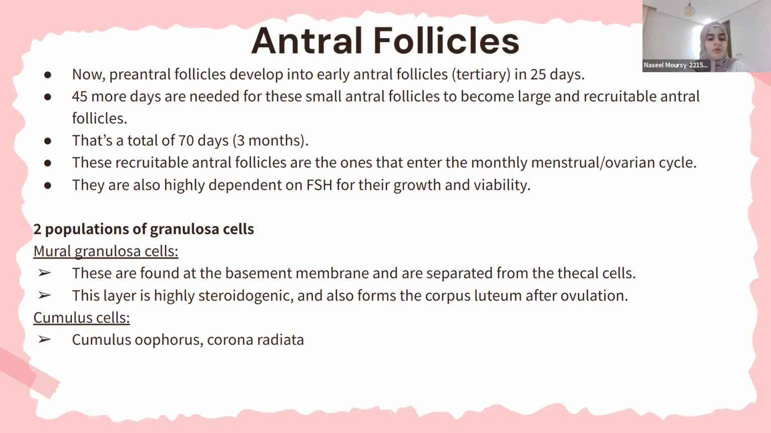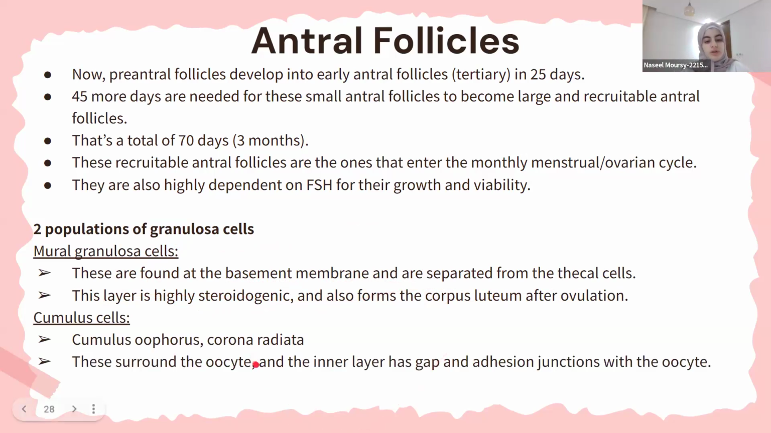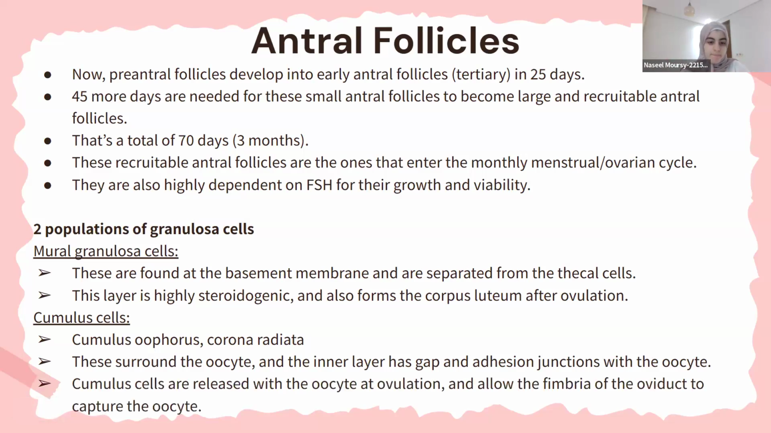The cumulus cells, however, are the ones that are around the oocytes. They can also be called cumulus oophorus or corona radiata. And the inner layer of these cumulus cells, the one right beside the oocytes, has gap junctions between the oocytes and that inner layer to maintain communication of something, and we will talk about that. Like, why do we need these gap junctions? Cumulus cells are released with the oocyte at ovulation, of course. And because you have cells surrounding the oocyte, this allows the fimbria to easily capture the oocyte and then be taken into the fallopian tubes.